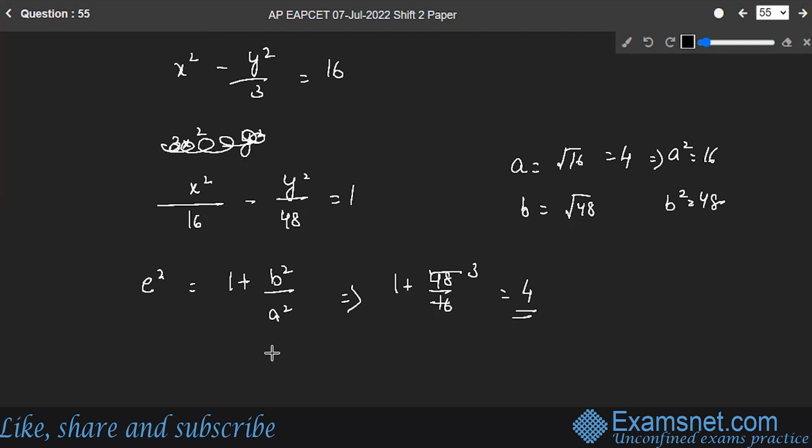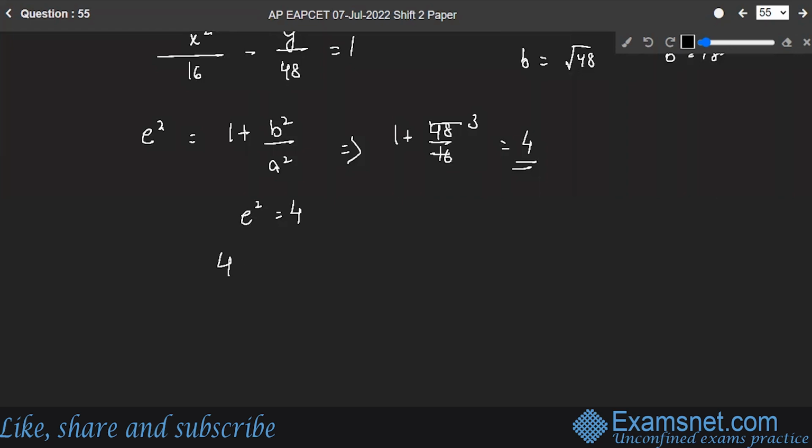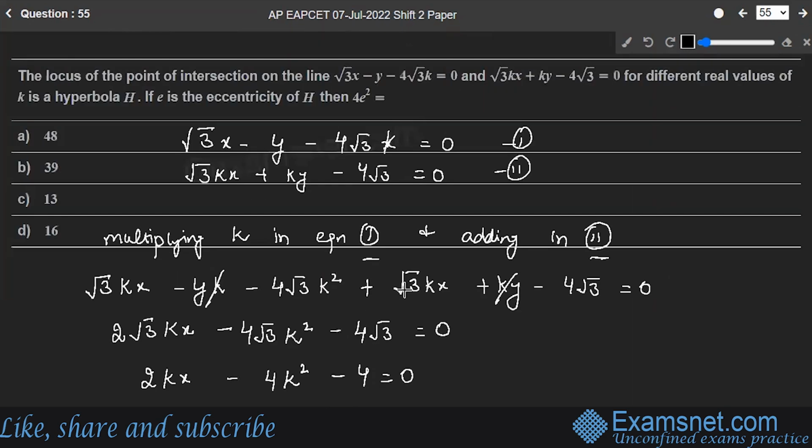So eccentricity square is equal to 4, but you have to find out 4e square, which is equal to 4 into 4, that is equal to 16. So this is the required answer. 16, option D is the correct answer to this question. Hope you're clear.